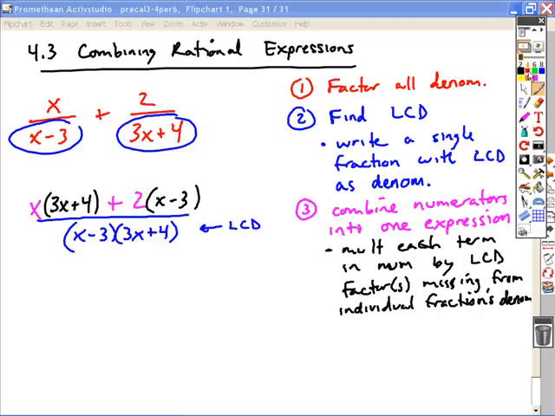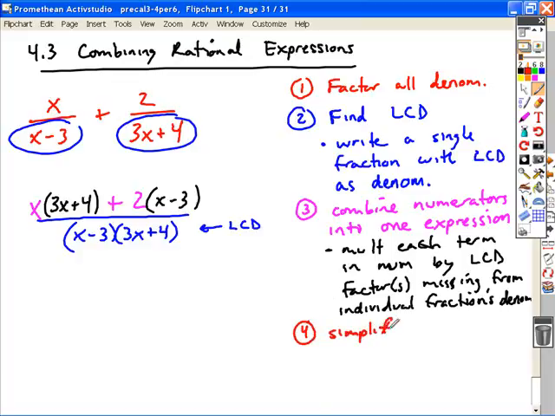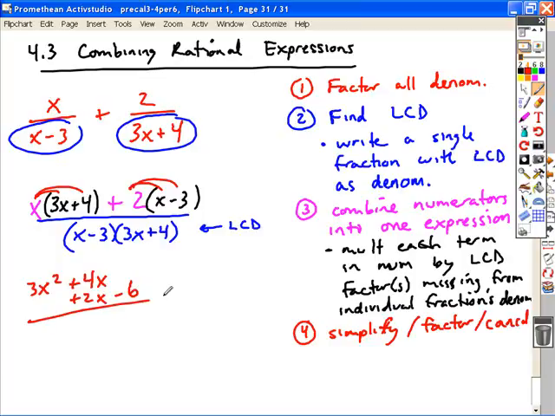So when we go through this step, our last thing is to simplify, factor, cancel any common factors, all of this stuff that we've already done in the previous sections. So when we distribute here, we get a 3x squared plus a 4x, distribute the 2, plus a 2x, minus a 6. Notice I'm just working in the numerator here, so I aligned all my terms vertically, just to make it easier to combine. And so here's my new numerator, written as a single expression.